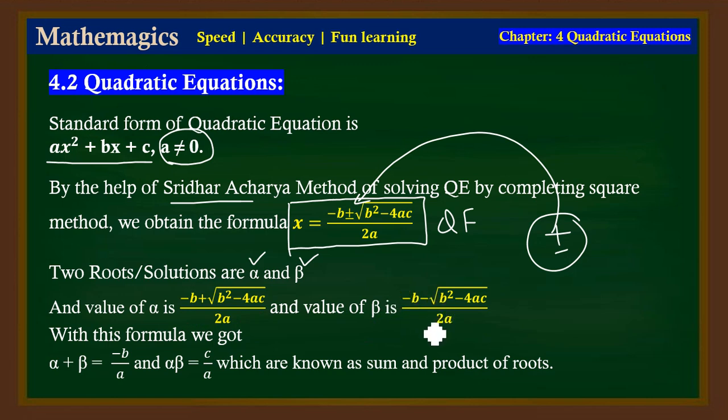And dear friends, with this formula, we already have taken these values: the sum of the roots alpha plus beta is equal to minus b by a, and alpha into beta is equal to c by a. In the polynomial chapter we already have taken this value, but now with the help of this quadratic formula, we are going to prove why alpha plus beta is equal to minus b by a, and alpha into beta is equal to c by a.